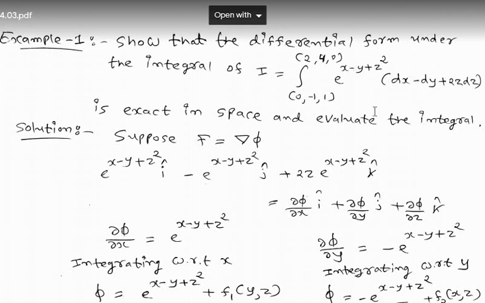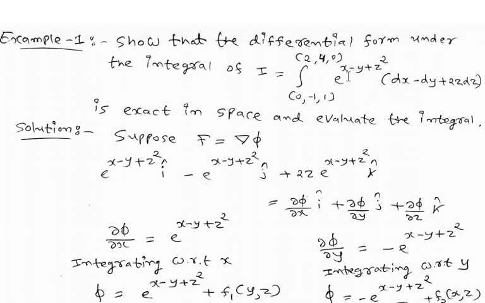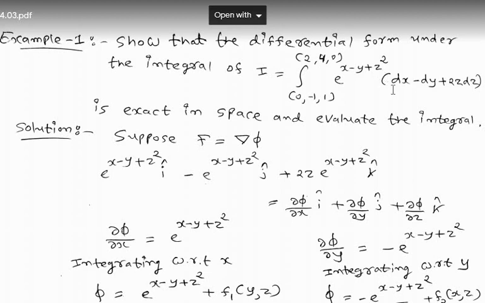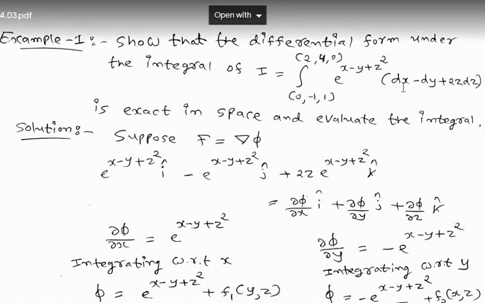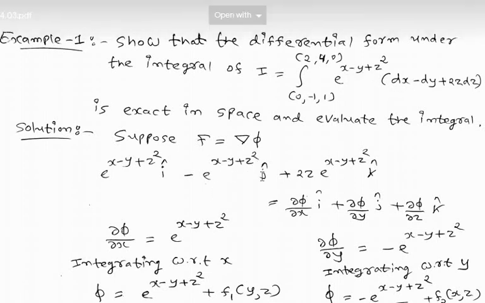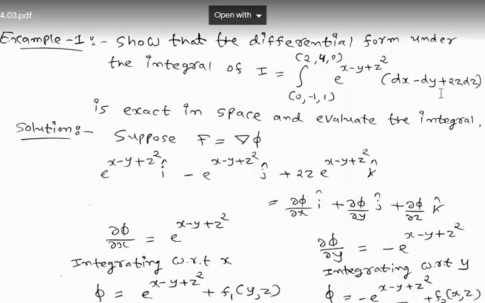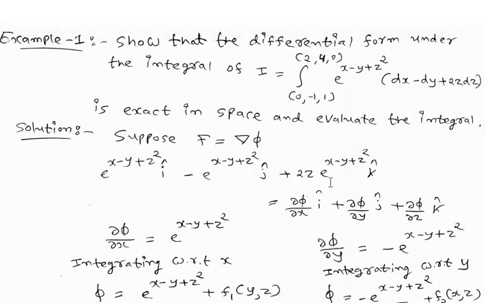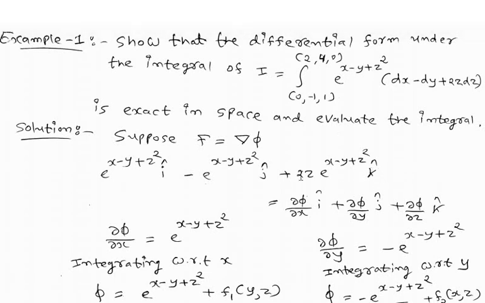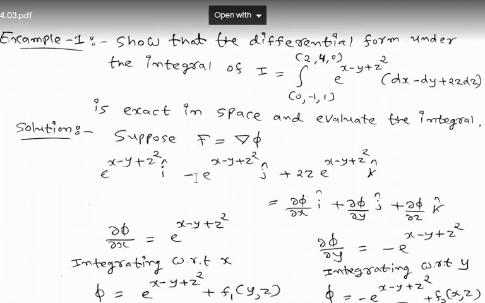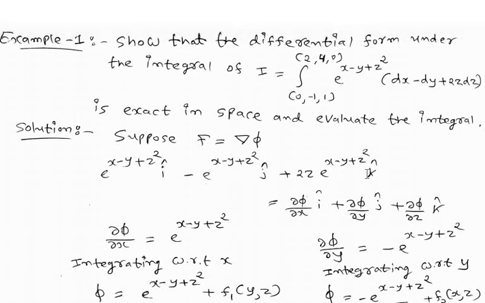So from here you can say that f1 is e raised to x minus y plus z square, so this is f1, e raised to x minus y plus z square i cap. Then f2 is minus e raised to x minus y plus z square. This is f2. Then plus 2z e raised to x minus y plus z square k cap. So this is f3. So this is f1 i plus f2 j plus f3 k.